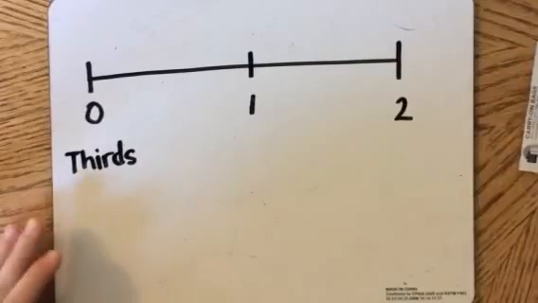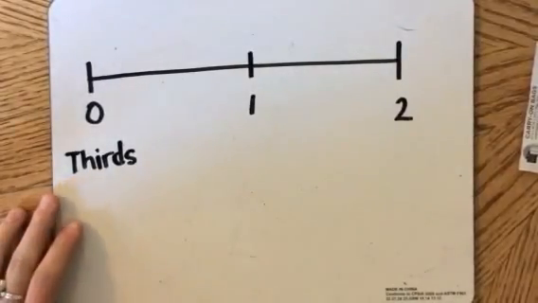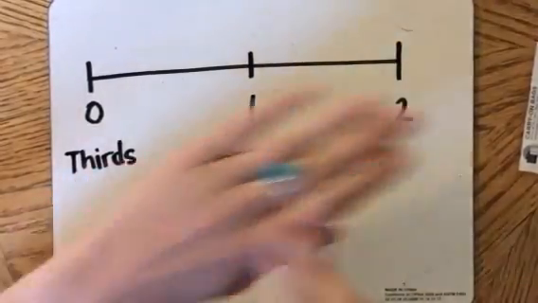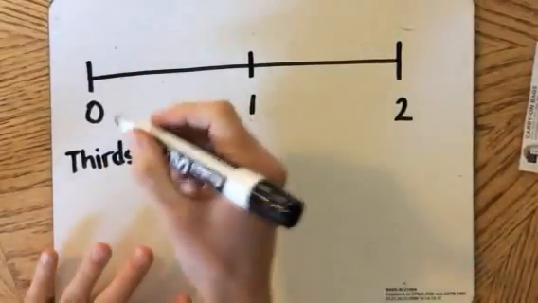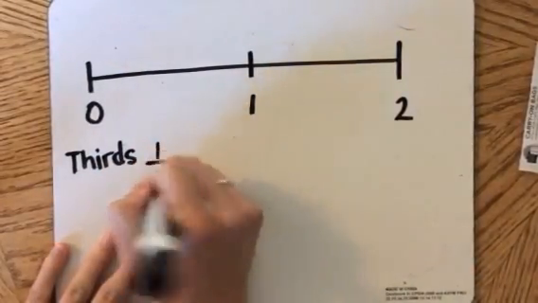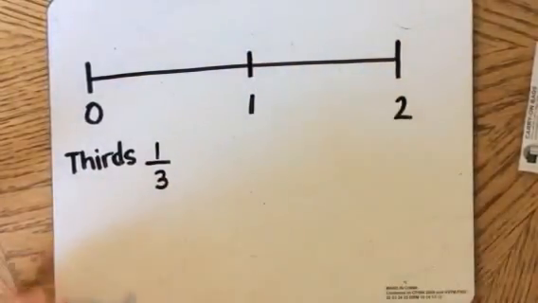Thirds. If I have thirds, what's my unit fraction? What would that look like? Remember, a unit fraction has 1 in the numerator, so I would have 1/3. So every time I count, I'm going to be counting by thirds.